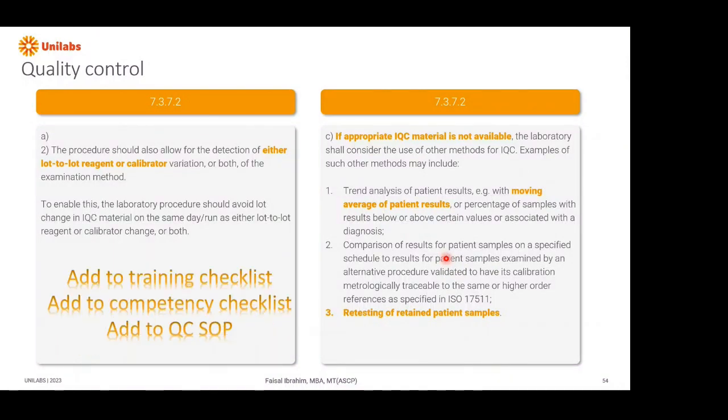So to me, to be in compliance with this one, the way I'm looking at it is just maybe I'll add that to the SOP, the QC SOP. So at least my lab staff will know that they should not change everything at the same time, one thing at a time. So in case of any failure, they will know the reason for the failure. I'll add that to my training checklist. I'll add that to the competency assessment checklist.